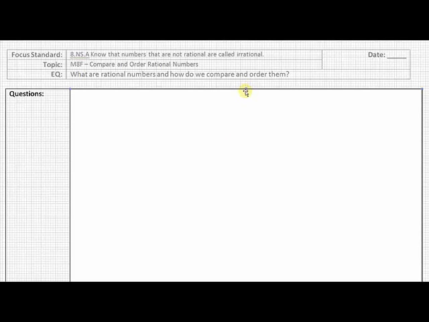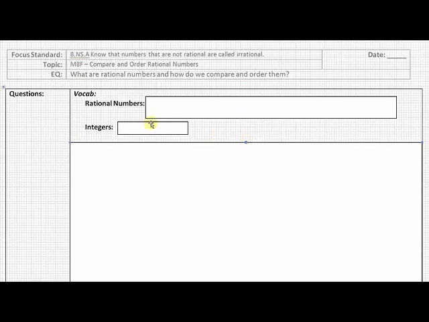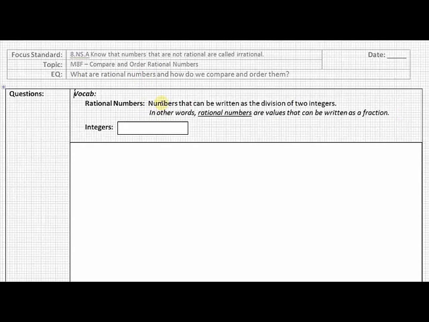I want to start today's video off by talking about some vocabulary. First of all, we see rational numbers here in our essential question, so before we can really understand them, we need to know what they are. Rational numbers are numbers that can be written as the division of two integers. In other words, rational numbers are values that can be written as a fraction.